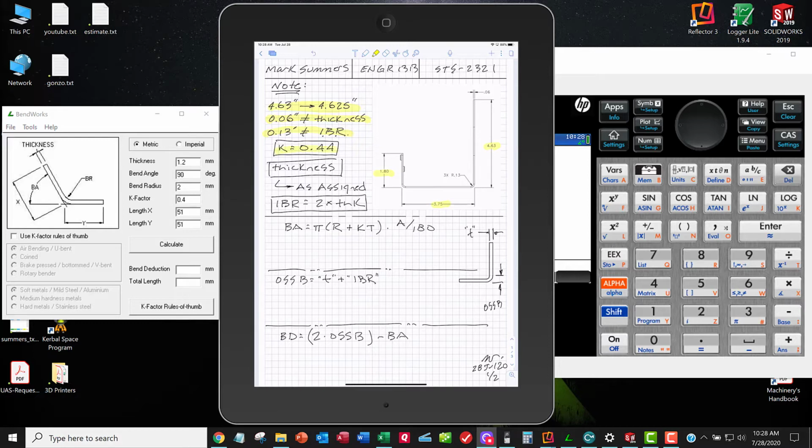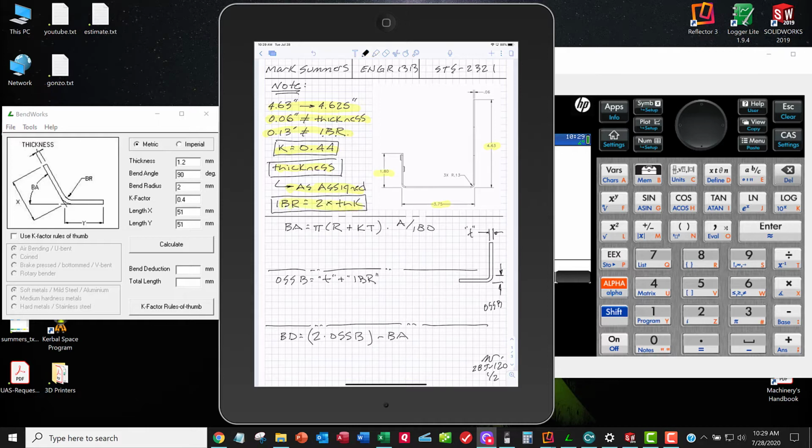The last parameter will be the K factor that we talked about in class. K factor will be 0.44, which is a pretty good value for steels and thin carbon steel and stainless steel bend radiuses based on the parameters we're using. And again, like I mentioned before, your thickness is going to be as assigned with your gauge values, and you're going to go to Ryerson to convert the gauge values into thicknesses. And there's the design rule we just talked about.